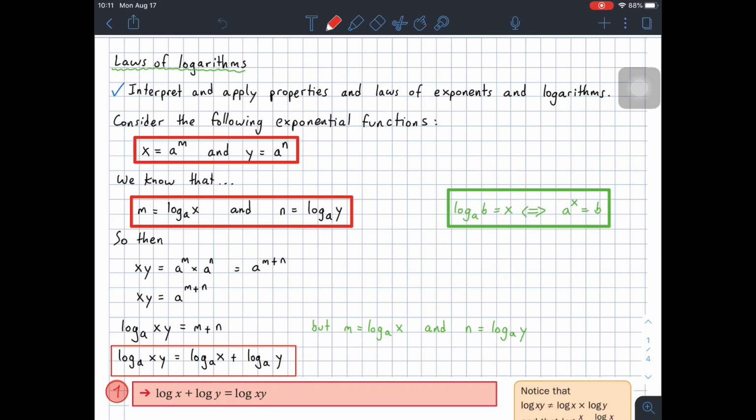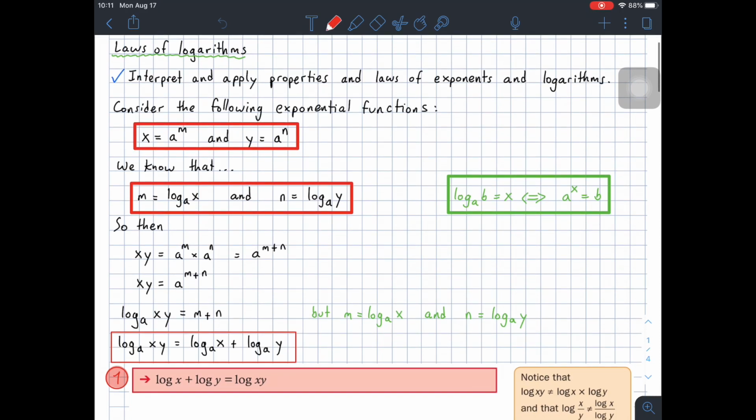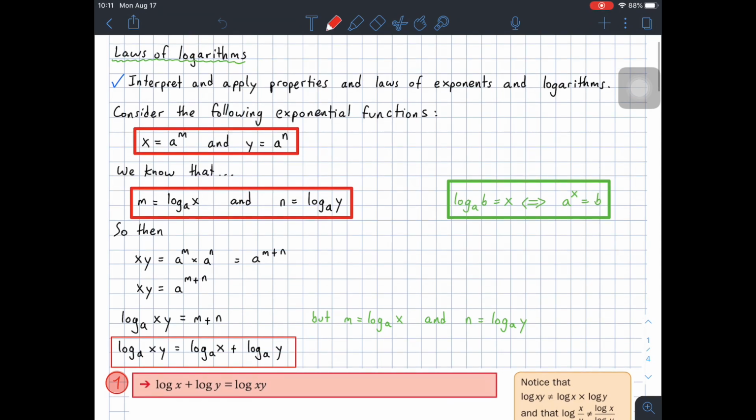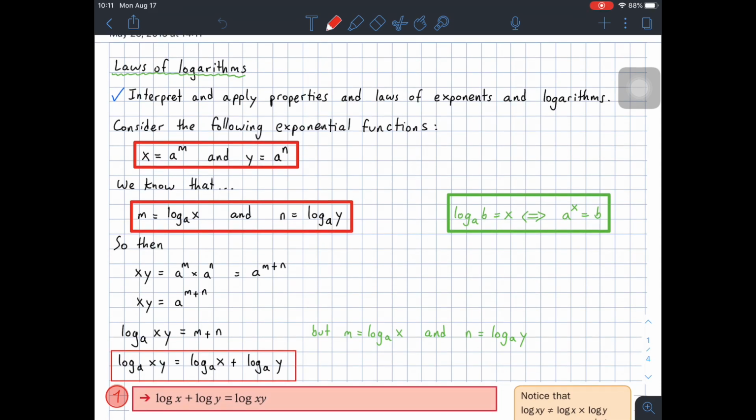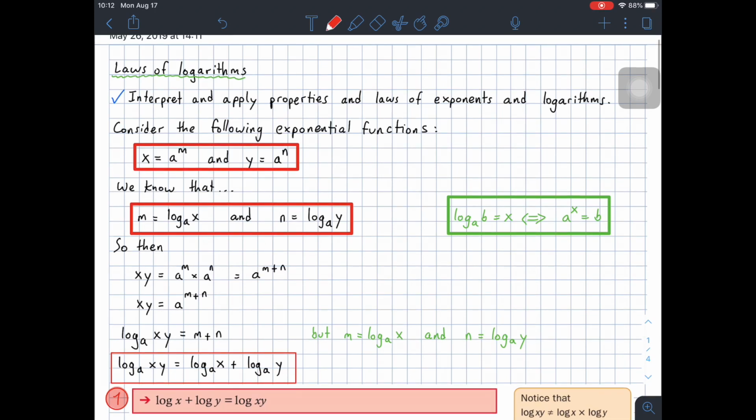So normally this topic isn't quite difficult. You just need to really understand the concept of how logarithms work. So for today's objective, we have interpret and apply properties and laws of exponents and logarithms. So we're going to make some demonstrations, which you shouldn't know by heart, but it's good for you to know where these different laws come from. We're going to see 4 different laws of logarithms, and I wanted to show you where they come from.